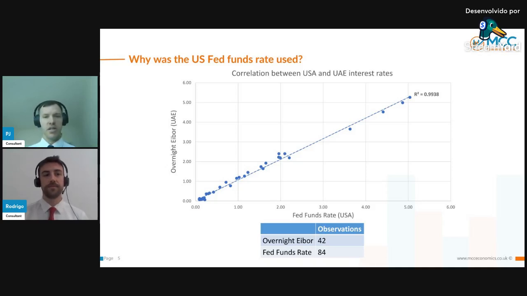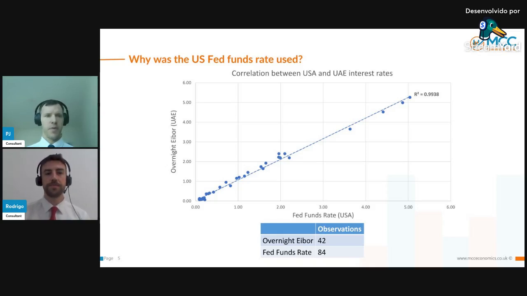And what you're saying there is there was just more data for the Fed's funds rate, even though the chart above just correlates 42 observations from both. Yeah, exactly. For the correlation, we had to use the same number of observations for both variables, because that's how this type of analysis works. But we of course extrapolated the relationship for the remaining periods that we had information for the federal funds rate, but did not have information for the UAE interest rate.